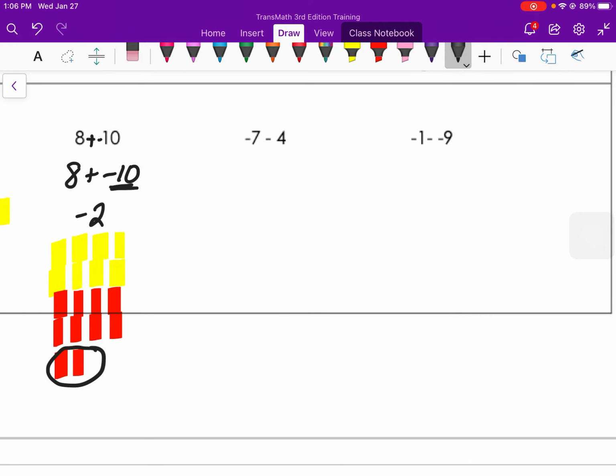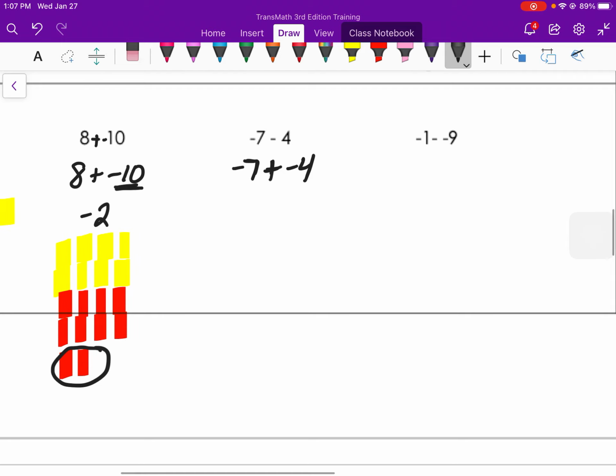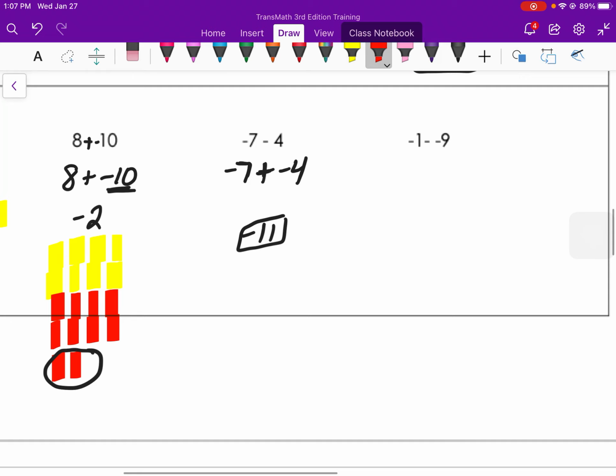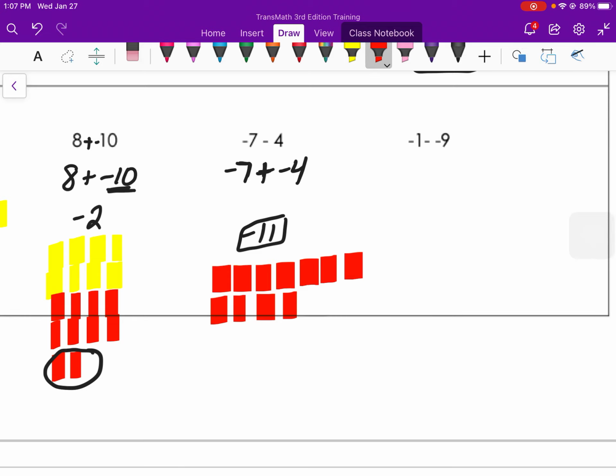Negative 7 minus 4 can be rewritten as negative 7 plus negative 4. So subtracting is the same thing as adding the opposite. Now you have all negatives. This is 7 negatives and 4 negatives, so a total of negative 11. If you were to use your counters, it would be 7 negatives and 4 more negatives, so none cancel, so a total of negative 11.